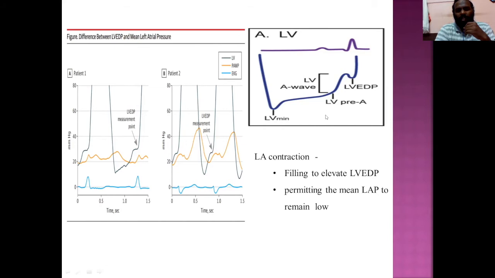When the LVEDP is increased, the initial response is compensated by the LA contraction. It tries to push in the volume so that the LV filling is elevated up to the level of LVEDP, and it also permits the mean LA pressure to remain low. So this goes to say that though we use similar parameters for classification of diastolic dysfunction and assessment of LA pressures, both have different implications. LA pressure can be normal even in cases of mildly elevated LVEDPs.